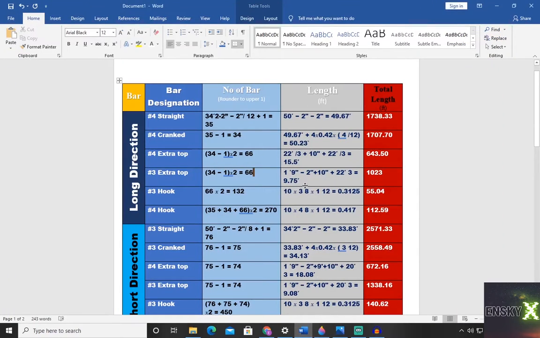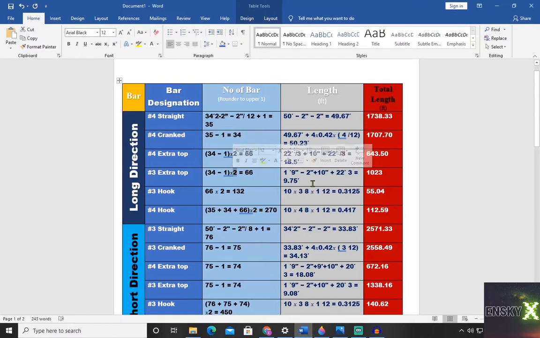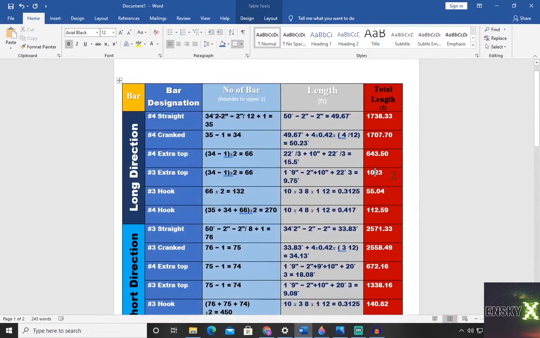So now we have to just multiply 66 by 9.75. If you have a confusion about why we are not adding, it is because we have a 2 in here, because the length is actually the same for both sides and we are putting 2 in here, so it's actually multiplying the 66. Then if we multiply 9.75 feet with 66, we are getting the length for both sides. So now the length is 1023 feet.